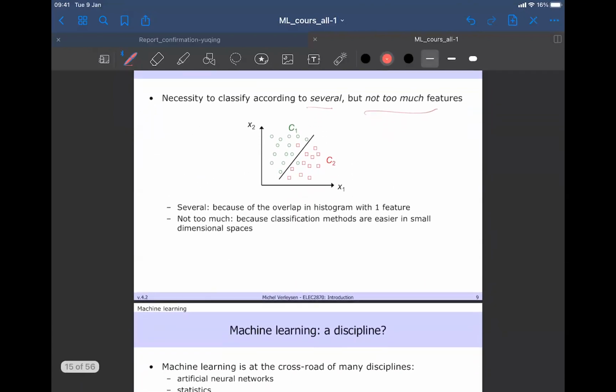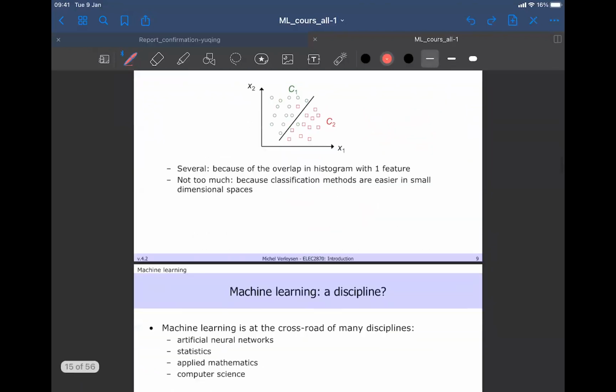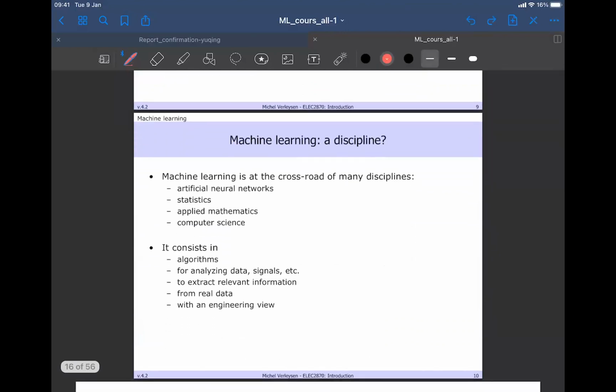Because classification methods are easier in small dimensional spaces. So as you will see, machine learning is really a very multidisciplinary field that is based on many fields such as statistics, mathematics, computer science. So the real difficulty here will be to be at least rigorous, do a bit of mathematics to introduce the models, but also try to apply and use computer science to really make predictions.